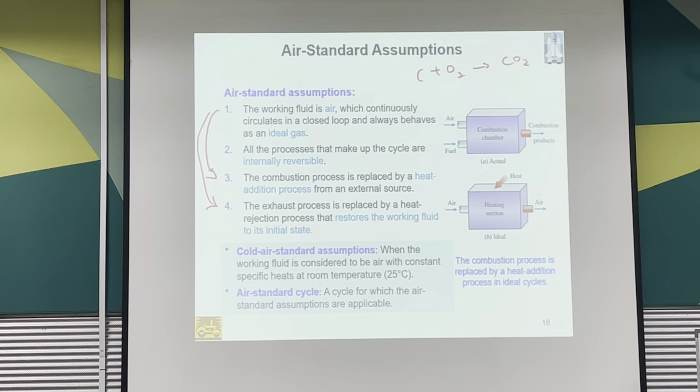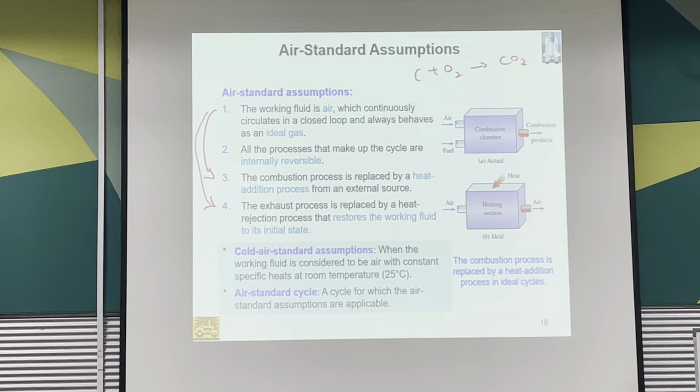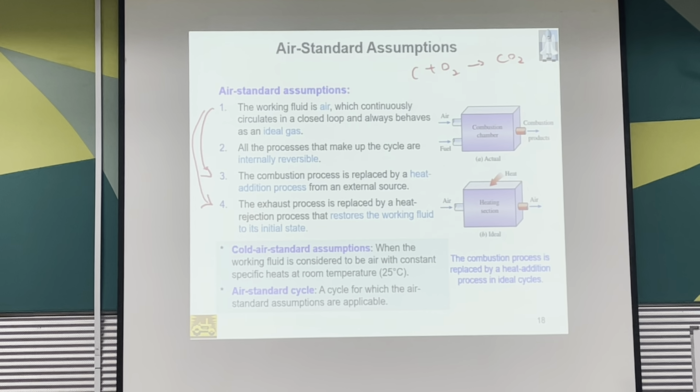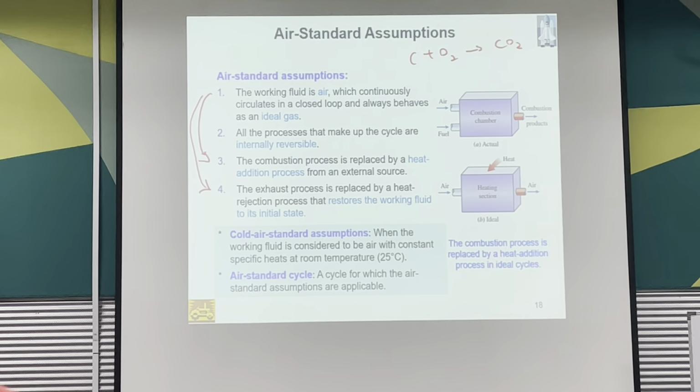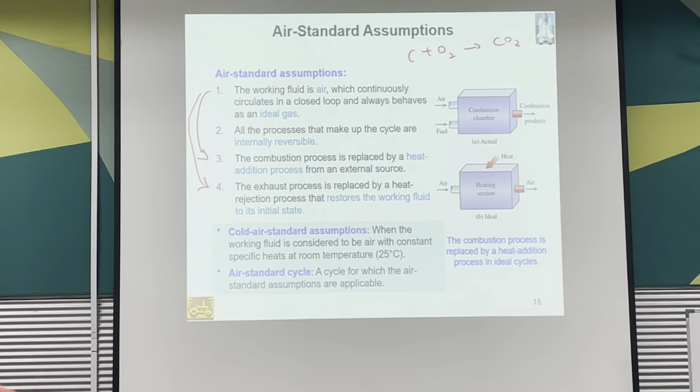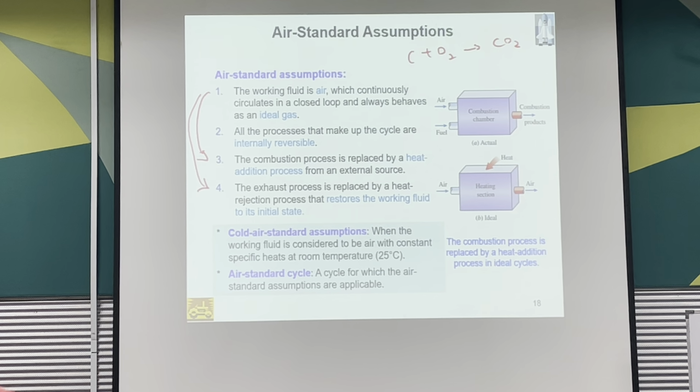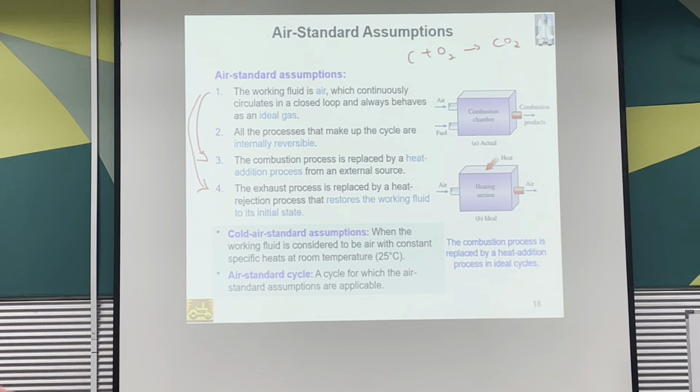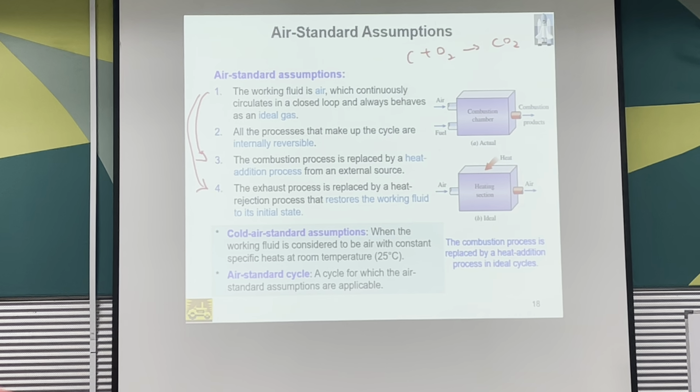Okay, so there are of course two more where it's actually air standard assumptions, but we add a bit more words there. So we look at the second one first, which is what we call the air standard cycle, meaning just a cycle that works based on air standard assumptions. Very straightforward. Then there's another one, which is what we call the cold air standard assumptions, which I thought I changed the value, but never mind. So this is when the working fluid is considered to be air with constant specific heats at room temperature.